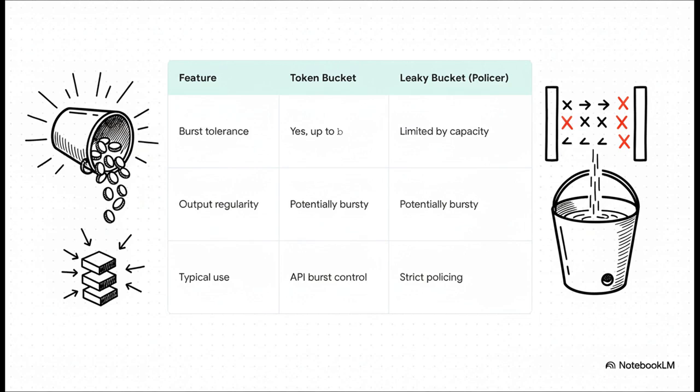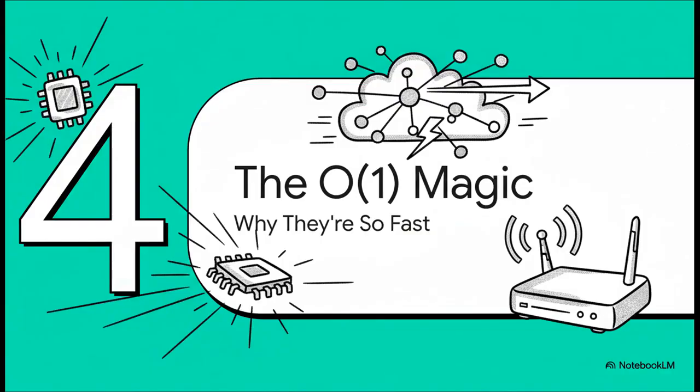And this is what makes them perfect for different jobs. Token bucket is great for APIs that need to feel fast, while leaky bucket is for when you need strict, no exceptions traffic enforcement. Okay, now for what I think is the coolest part.